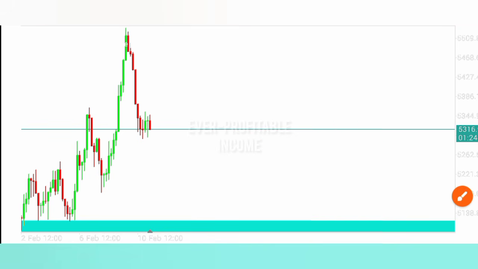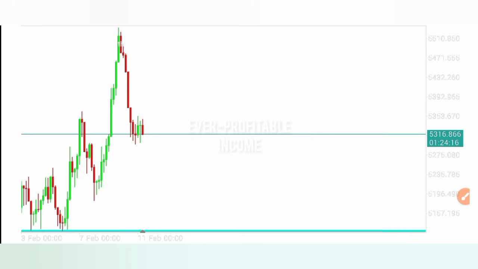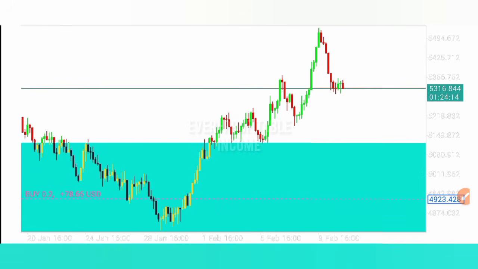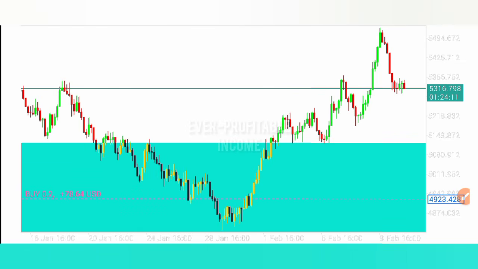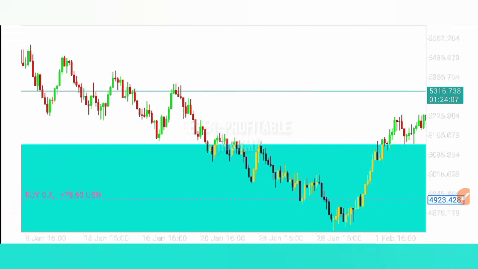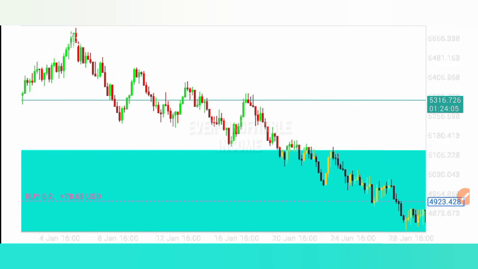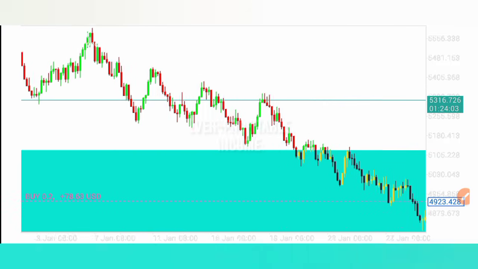So if you want to get an entry, once you notice that price has done this, this is the right time for you to take a trade. And this is the exact strategy I used to take this trade right here. Can you see that? Now, initially, just like I told you, right here we have a bearish trend. Can you see that?